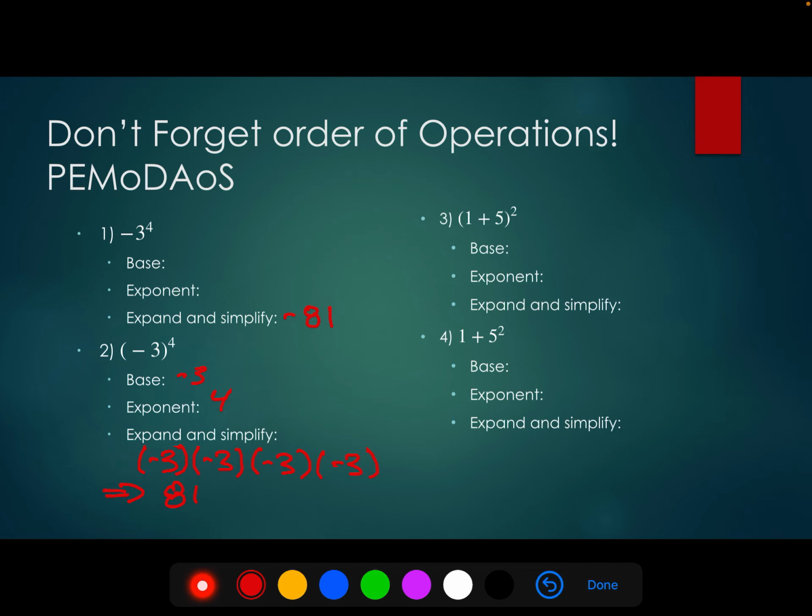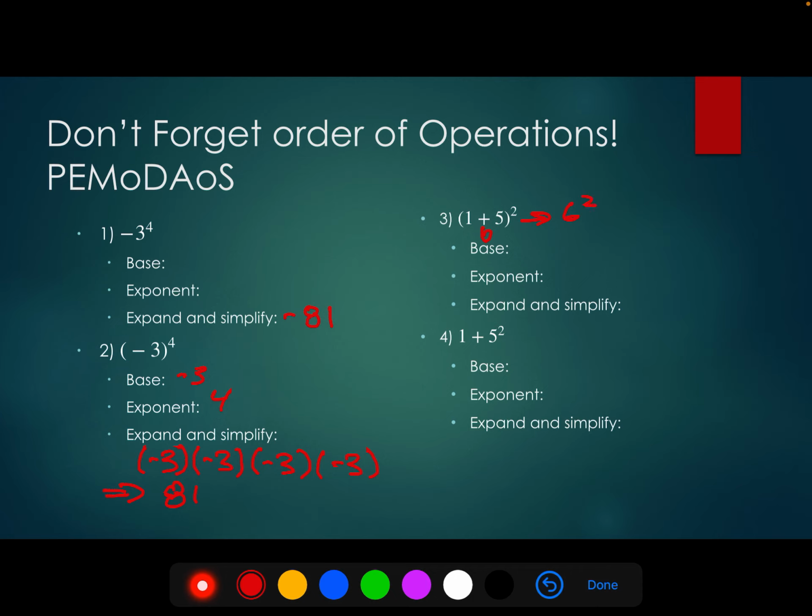All right, so in this problem number 3, we have 1 plus 5 squared, where our 1 plus 5 is inside a set of parentheses. So here we have to follow our order of operations, all right? Parentheses come first, so we want to simplify everything inside those parentheses. 1 plus 5, that's equal to 6. So now we have 6 squared.